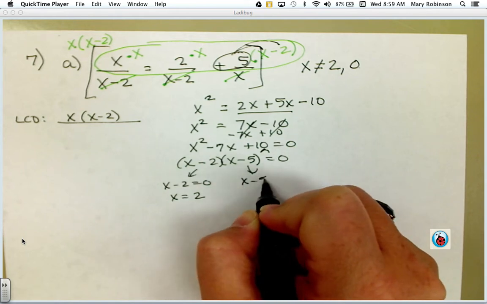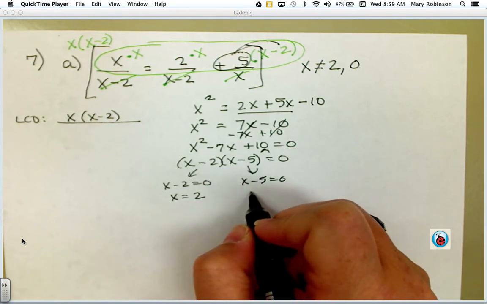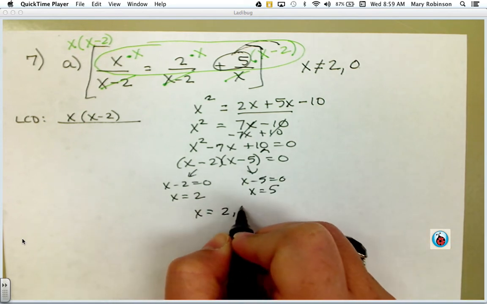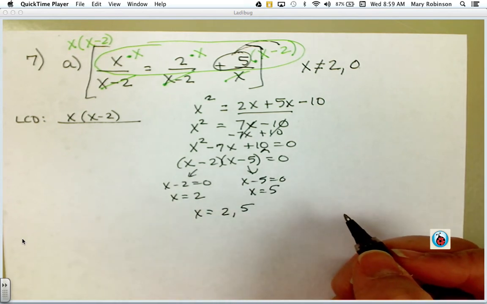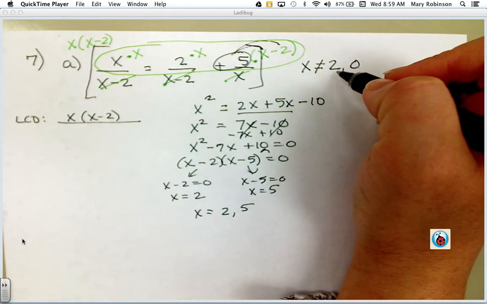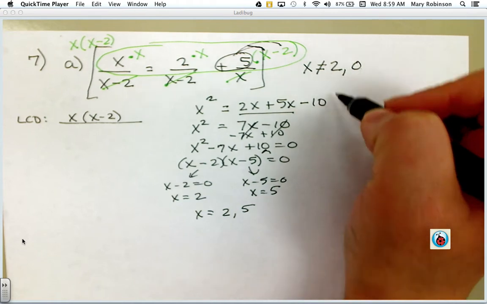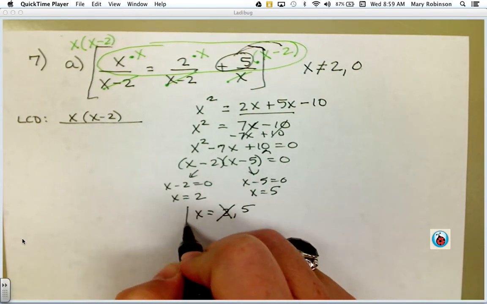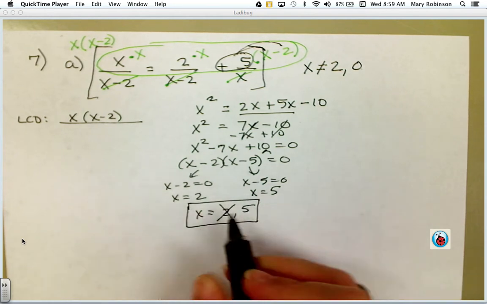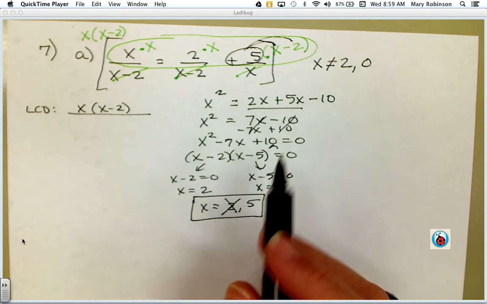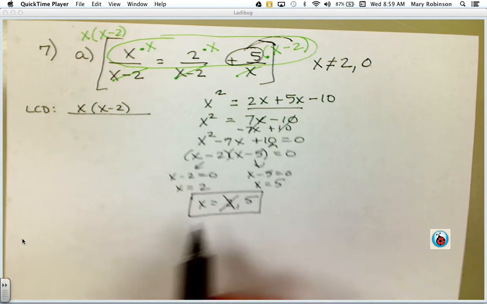If I set x minus 5 equal to 0, then x equals positive 5. So I have two solutions, 2 and 5. But let's look back here. What did we know? We know that having a value of 2 makes our denominator equal 0. So that means here I want to exclude 2 as a possibility. So we would like for you to show that you understood how to get the two values, but that one, in this case, was excluded.